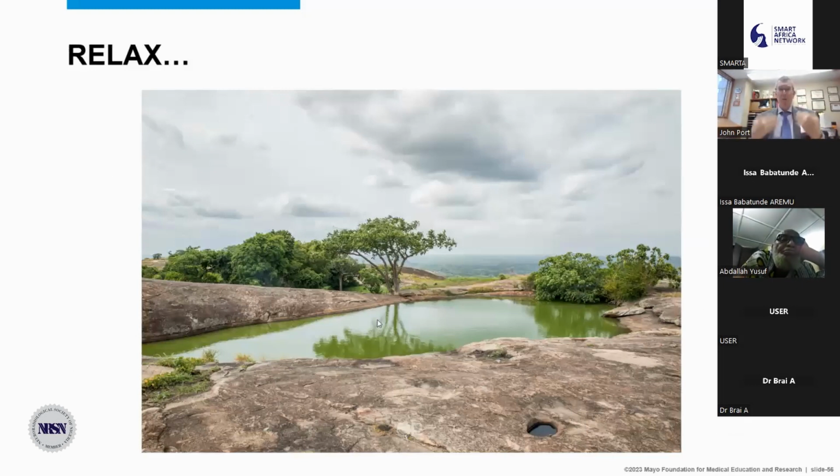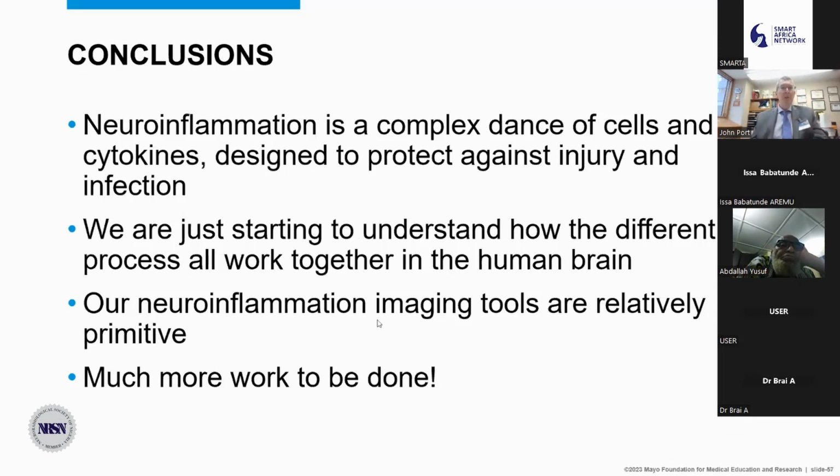And so we'll spend a peaceful moment and reset and wrap things up. So I hope I've been able to show you that neuroinflammation is complex. It's a dance of cells, cytokines, and migration and all that designed to protect against injury and infection. In 2023, we're just starting to understand how different processes all work together. And our neuroinflammation tools are primitive.